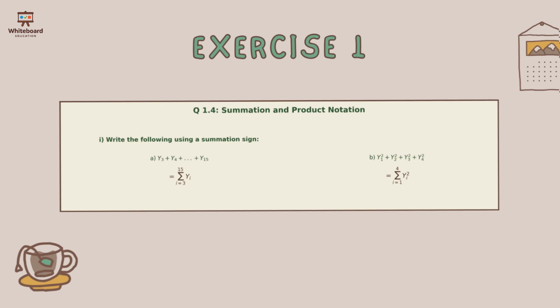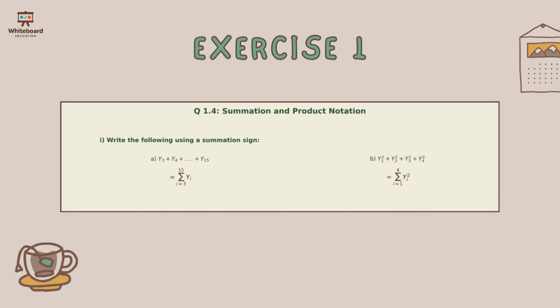Now, let's move on to question 1.4, part 1, where we need to use the summation sign with an appropriate index for the variables. Part A. y3 plus y4 plus y5 till y15 will be written as summation y, having upper limit 15 and lower limit 3, as it starts with y3 and ends at y15.